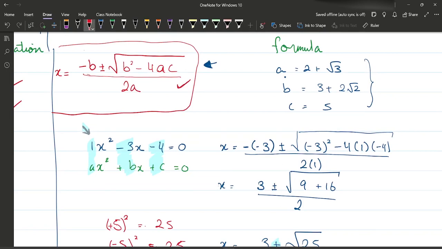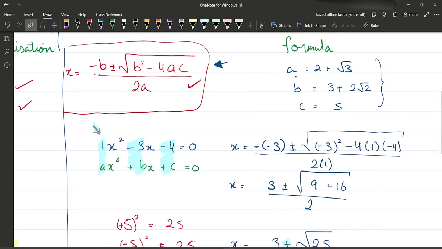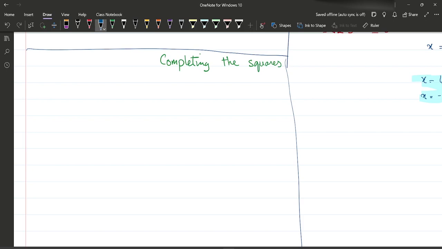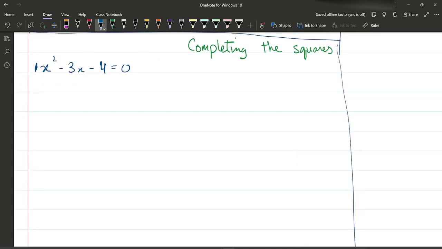And I'm pretty sure they give you this formula on the formula sheet, so you may not even have to memorize it. Okay, so this is called completing the square method. So what we do first is factor out whatever we have here. How do we do that? We just simply multiply everything by that number. Okay, so here, since we have 1, we do over 1, over 1, over 1, over 1.